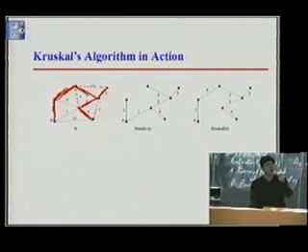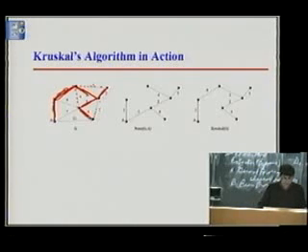Any questions about how Kruskal's algorithm works? Okay? Any questions about that? Questions? What can I add now to not create a cycle?